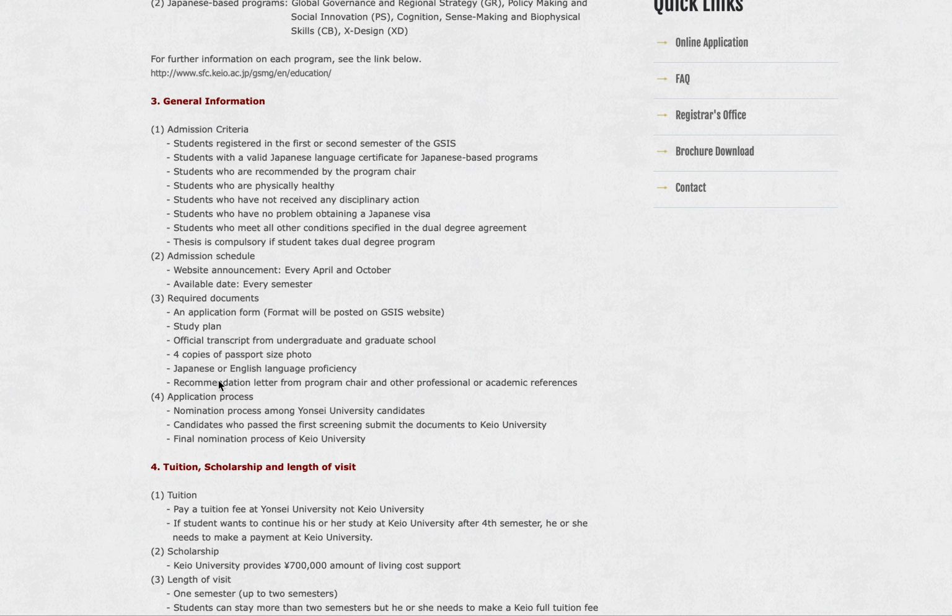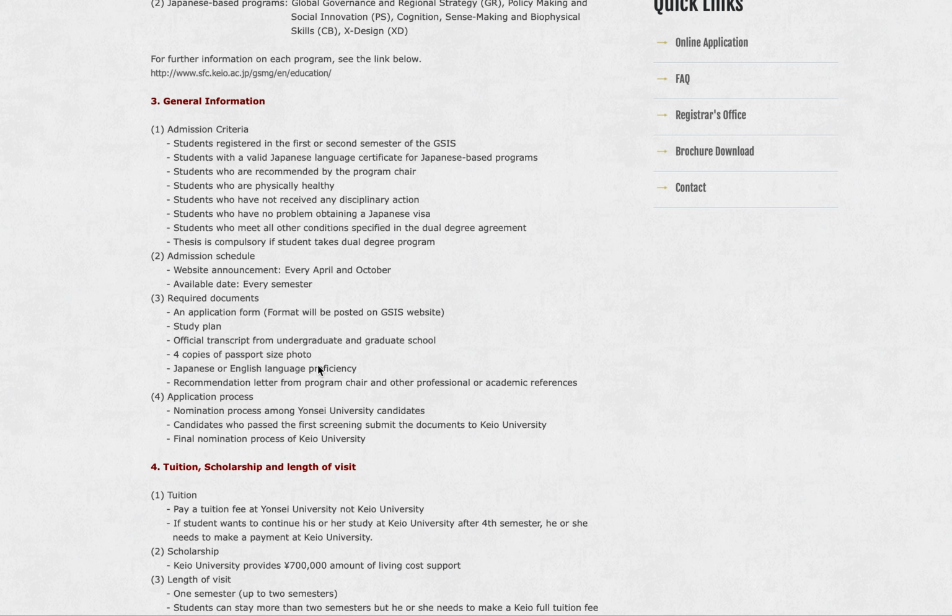And the third is the required documents: an application form, a study plan, official transcripts from your undergraduate and graduate school, 4 copies of a passport size photo, and Japanese or English language proficiency. How good should your English or Japanese be?